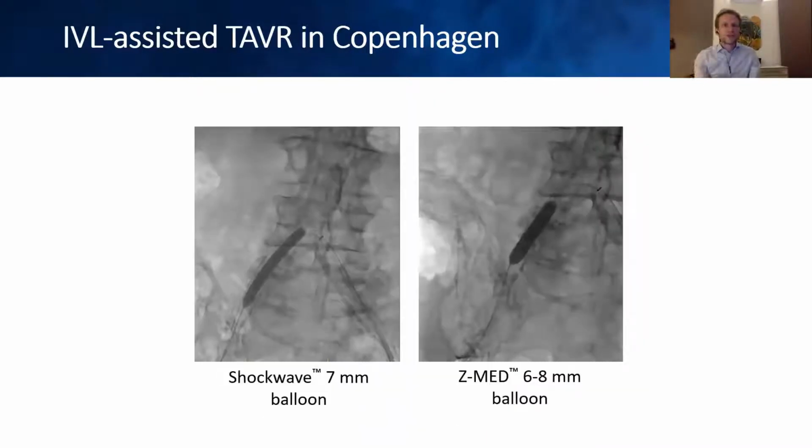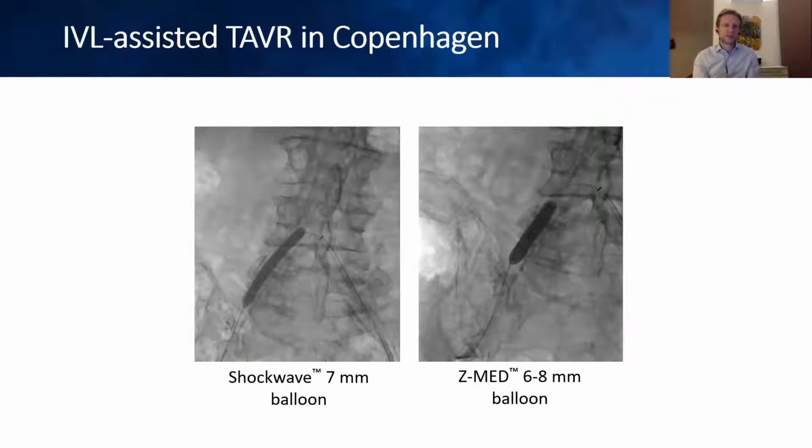As said, we use a 7 millimeter Shockwave balloon. What I personally always like is to have a safety wire during the entire procedure coming from the contralateral side, as you can see on the left-hand panel on this slide. And then this can be followed by a ZMAT balloon. I think in this case I used an 8 millimeter ZMAT balloon.